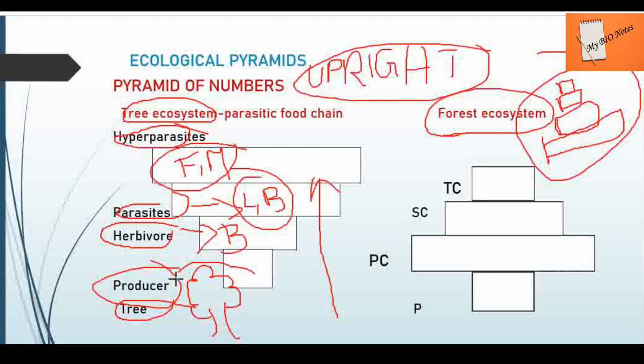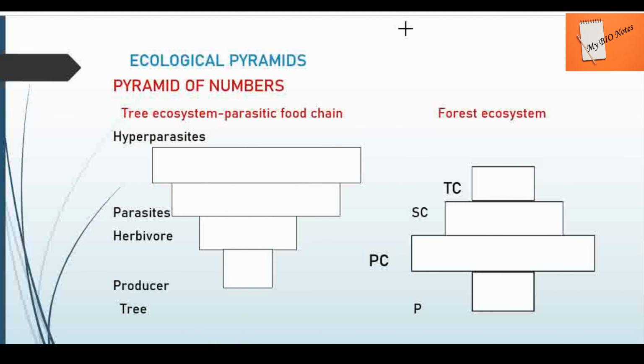In this case the tree is only 1 in number, but as you go up the number increases. There will be many herbivores, birds, and lice and bugs. If you count the numbers, the parasites will be more in number. That is why it is in an inverted position. It is inverted, right, the pyramid. And in a forest ecosystem, it will be spindle shaped, a different shape. This is the shape of a spindle, right? It will look like this.